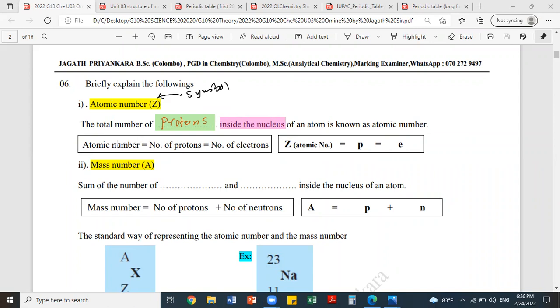There's one more relationship. Atomic number is equal to the number of protons. Protons are positive, electrons are negative. Therefore, an atom is electrically neutral. Since an atom has an equal number of protons and electrons, an atom is electrically neutral.